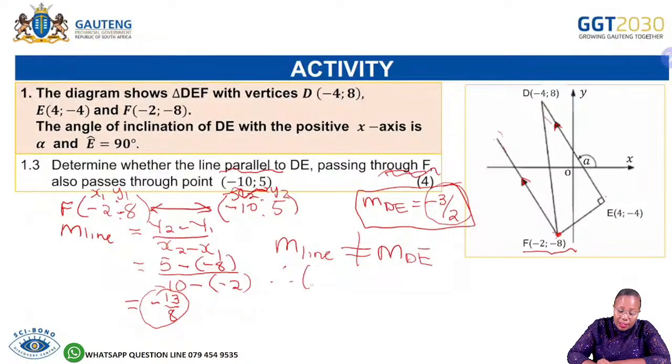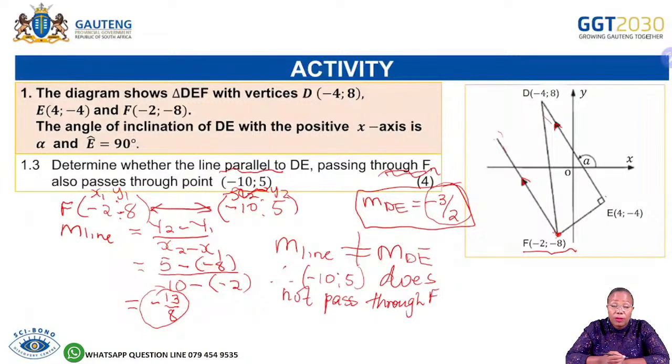Therefore, point -10 and 5 does not pass through F. Okay, thank you, grade 12. I hope we are together in this one. It's level 3 questions. It's not straight. You have to analyze and find out what is going on. So 1 mark will be substitution there for the gradient of that line, and then for the conclusion you are having your extra 2 marks for that.